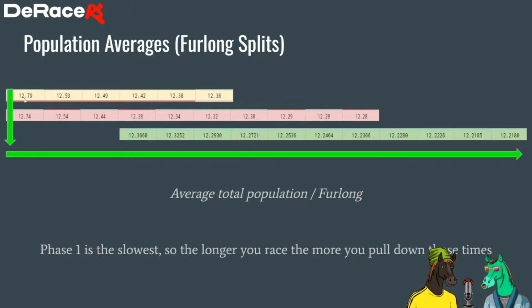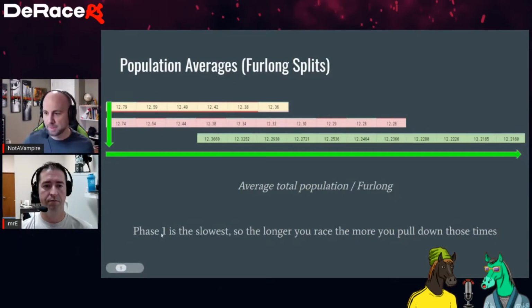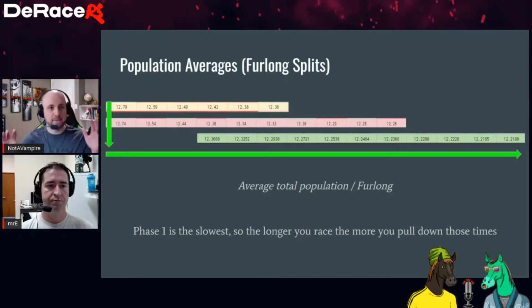So here you can see the population average on a 2 furlong race is 12.79 seconds per furlong. As you go all the way to 7s, the average furlong pace is 12.36. Now, showing what we just showed you about how the first phase is that acceleration, that is the slowest phase. So it makes sense that the longer you run, you're pulling your averages down. So you can see down below how I say phase one is the slowest. You start slow. As you run, you're pulling that average down. And when you get to the final one, it's even faster. So again, it makes sense why the longer you race, everybody accelerates.